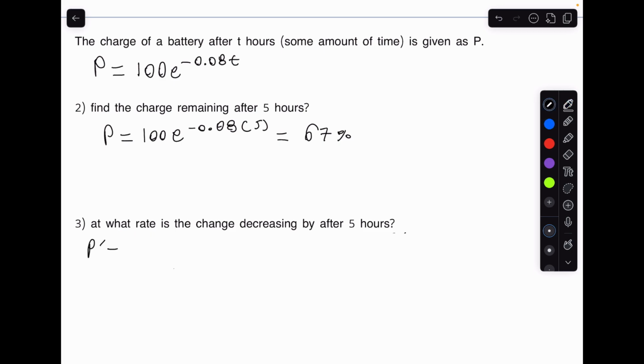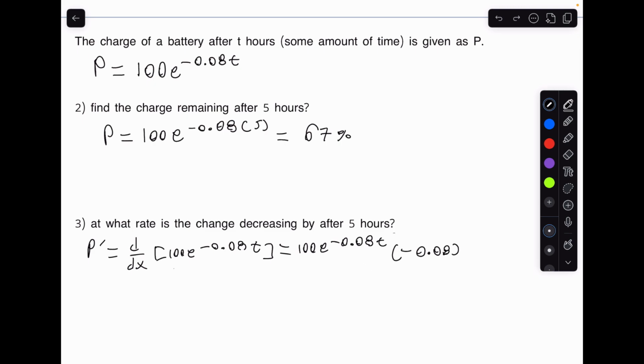So P prime is equal to the derivative of 100 e to the negative 0.08 t. So to take this derivative, we just take the derivative of e to the x and do the chain rule and account for this inner function, negative 0.08 t. So the derivative of e to the x is just e to the x, so we write that down as the exact same thing. Now we account for the inner function. This one right here, what's the derivative of negative 0.08 t? Well, that's just negative 0.08.